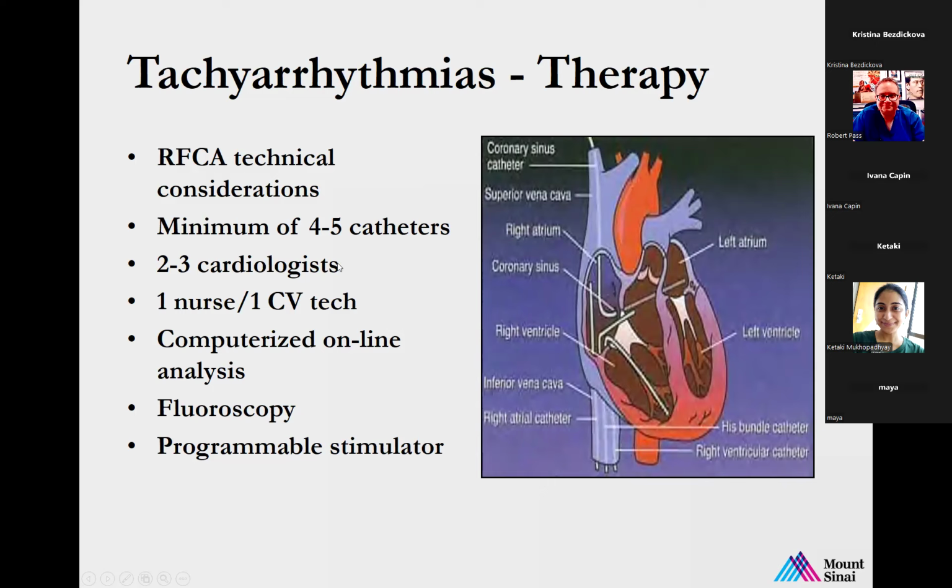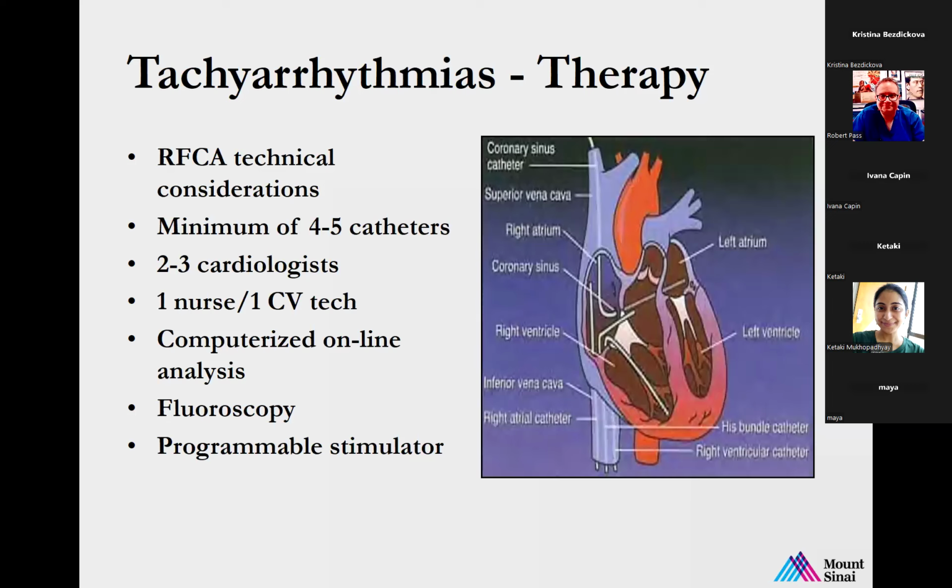Typically, in many centers, it can be a procedure that involves 2 to 3 cardiologists. Some of you who've worked with me know that I work with a nurse practitioner, but it's almost always a 2-man job. There's typically a nurse, a CV tech. There's also, I haven't even updated this slide, but of course we're using electroanatomical mapping, CARTO, so we need a tech for that piece of equipment as well.